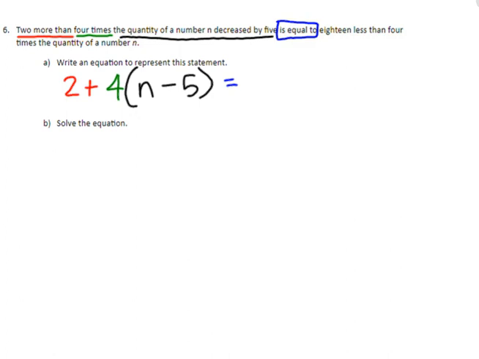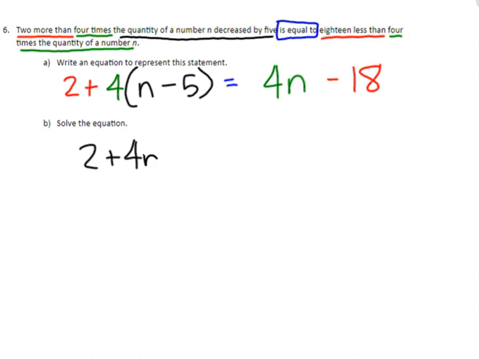And then we have 18 less than 4. That means, I'm sorry, 4 times the quantity of n. So that means we're going to do something minus 18. So 18 less than, and then 4 times the quantity of n, which is just 4n. So that would be your starting equation. Then it says we're going to solve it. So when I distribute, I will get 2 plus 4n minus 20 equals 4n minus 18.